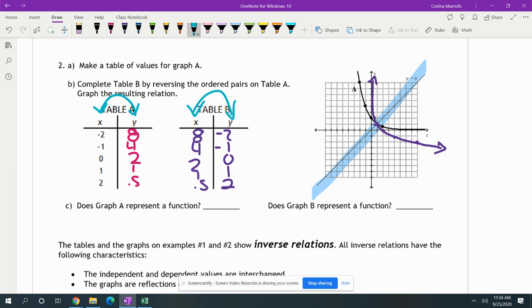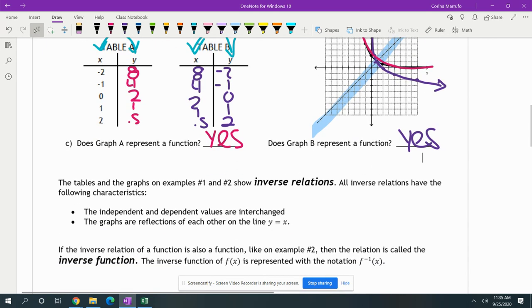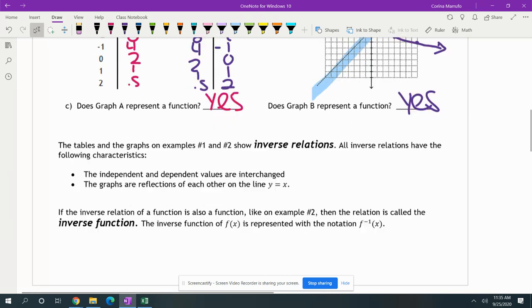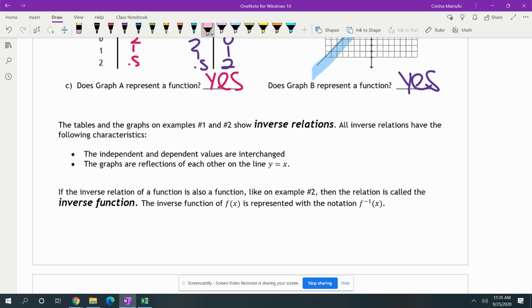So now, does graph A represent a function? If we do the vertical line test, it most definitely passes. So yes. And does graph B represent a function? Yes, it also represents a function because it passes the vertical line test. Remember, for it not to be a function, you'll have 2 of the same x values. So next it says the tables and the graphs on examples 1 and 2 show inverse relations.